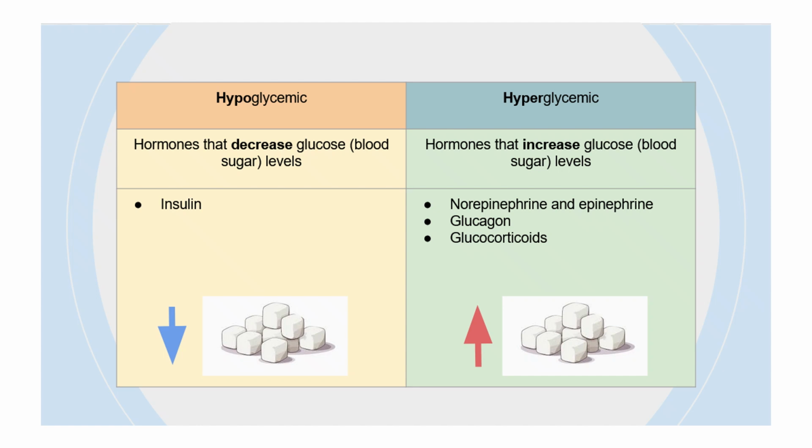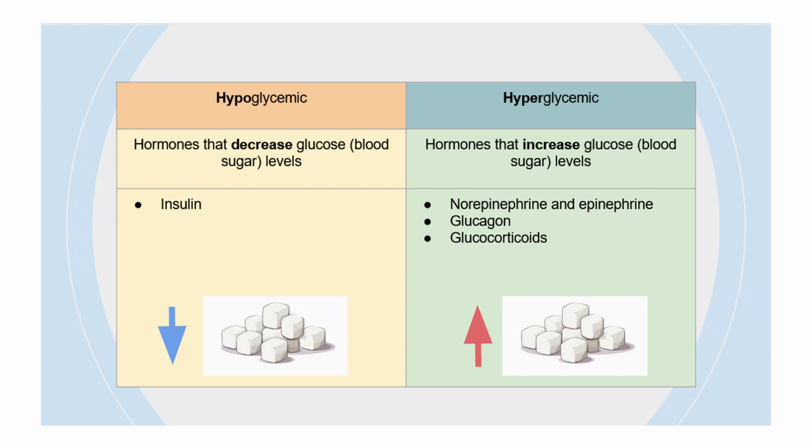This is just something that I saw some students would get confused on, and I think it's just the terminology, to understand the difference between hypo and hyper. So hyper means that something is going to be in an increased amount, while hypo means something is going to be in a lower, decreased amount. So hypoglycemic are going to be hormones that decrease glucose, or those blood sugar levels. So that's going to be insulin.